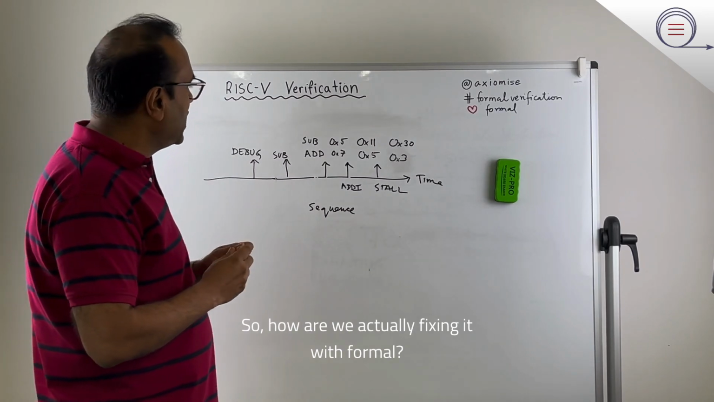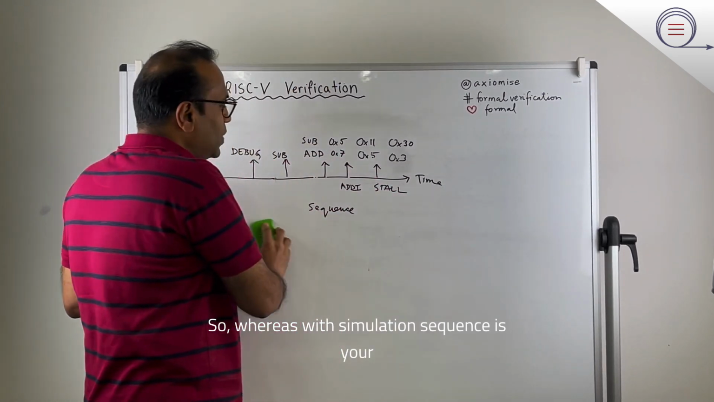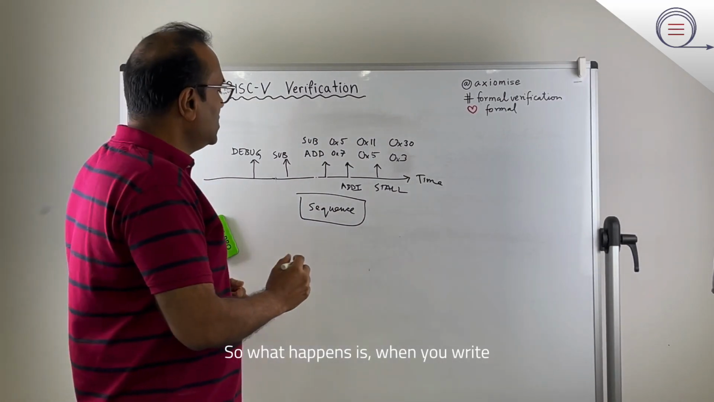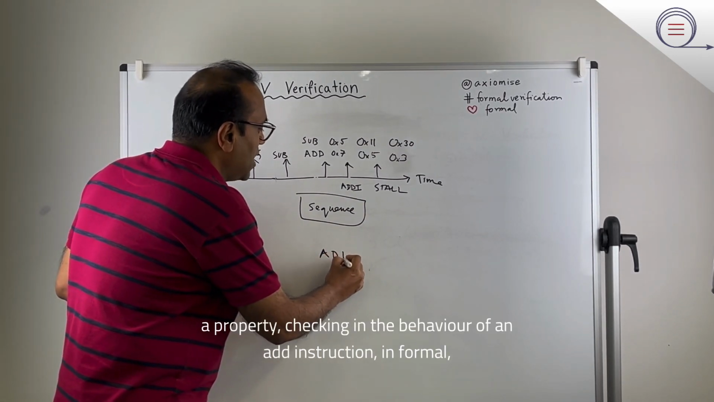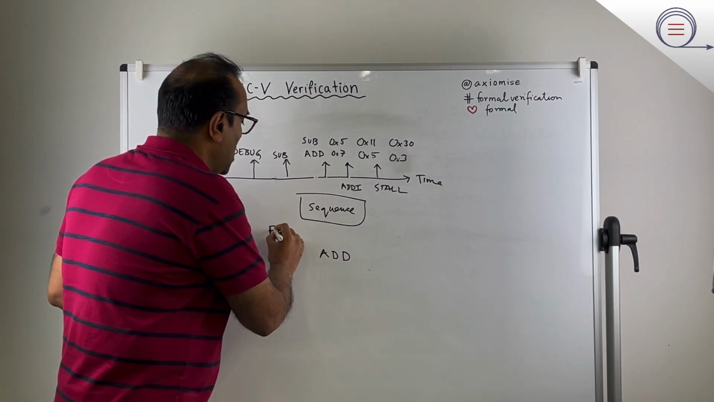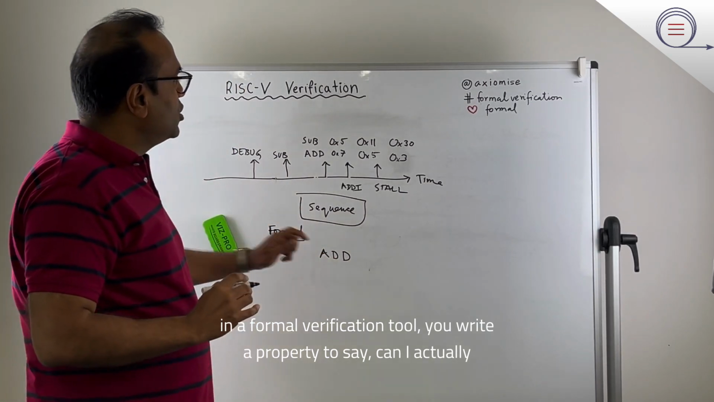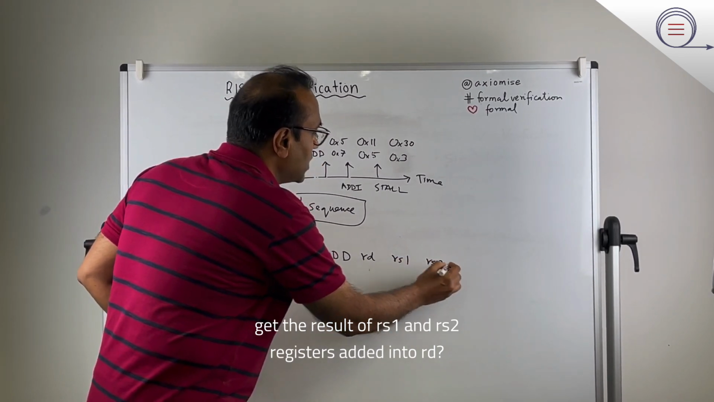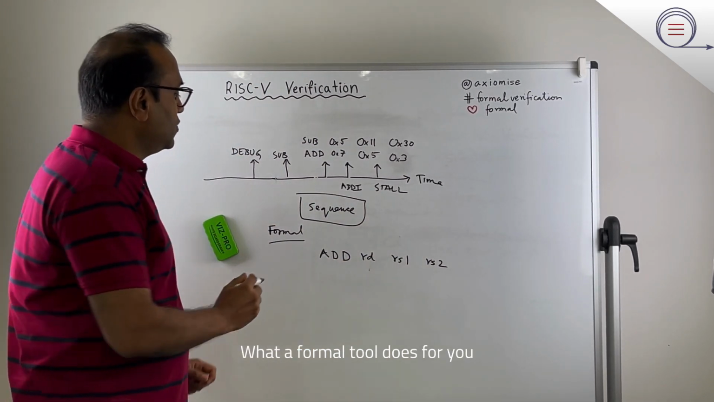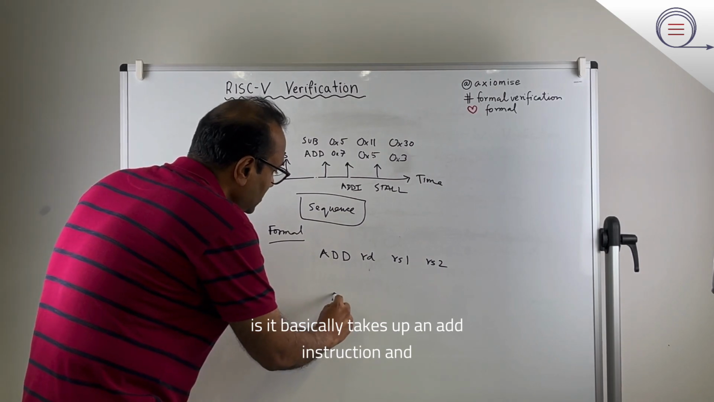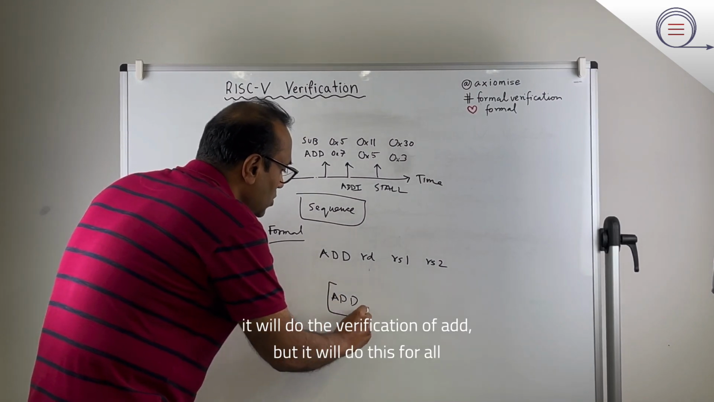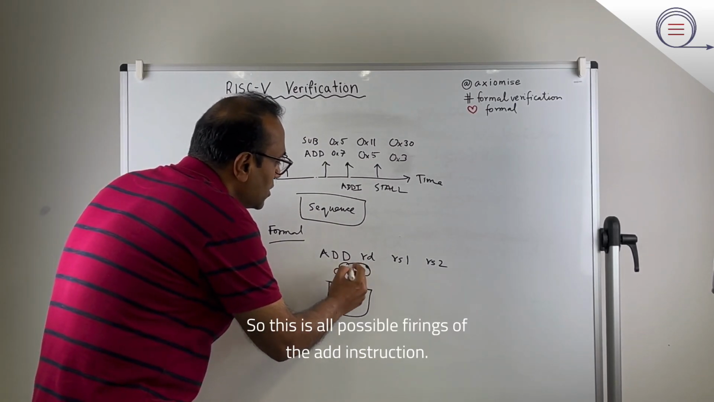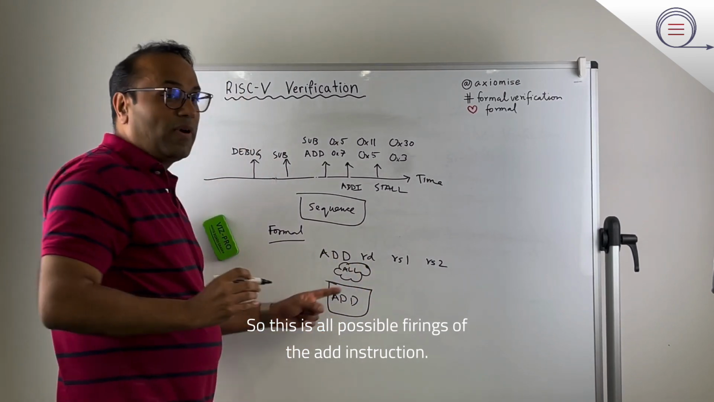So how are we actually fixing it with formal? So whereas with simulation, sequence is your pain point, with formal, this is our strength. So what happens is when you write a property checking the behavior of an add instruction in a formal verification tool, you write a property to say, can I actually get the result of RS1 and RS2 registers added into RD? What a formal tool does for you is it basically takes up an add instruction. It will do the verification of add, but it will do this for all possible firings. So this is all possible firings of the add instruction.